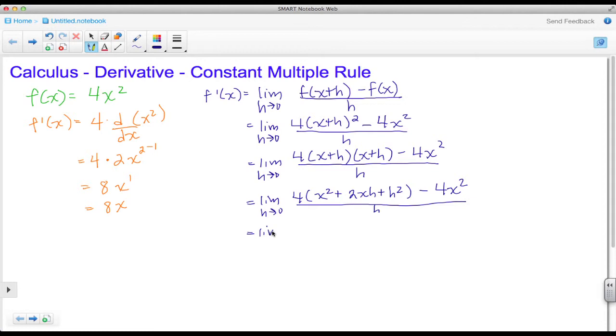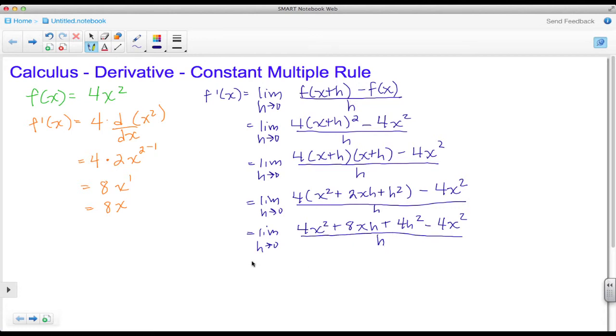And in this next step, I'm going to go ahead and distribute a 4 to each one of these terms. So this here becomes 4x squared plus 8xh, because I'm going to do 4 times 2 to give me 8, plus 4 times the h squared to give me 4h squared. And again, I rewrite everything else that's left over.